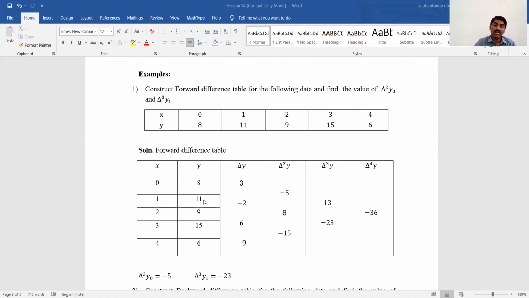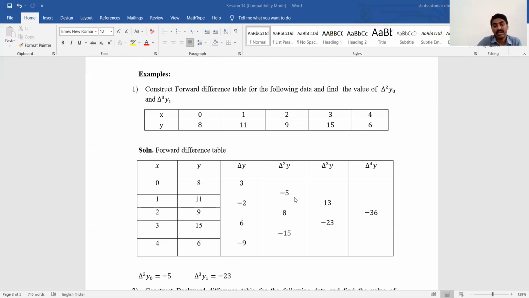Now we can write down y1 minus y0. This is y0, y1, y2, y3, y4. y1 minus y0, that means 11 minus 8 is 3, which is delta y0. And 9 minus 11 is minus 2, delta y1. 15 minus 9 is 6, delta y2. 6 minus 15 is minus 9, delta y3. These are the first forward differences: delta y0 is equal to 3, delta y1 is equal to minus 2, delta y2 is equal to 6, delta y3 is equal to minus 9.